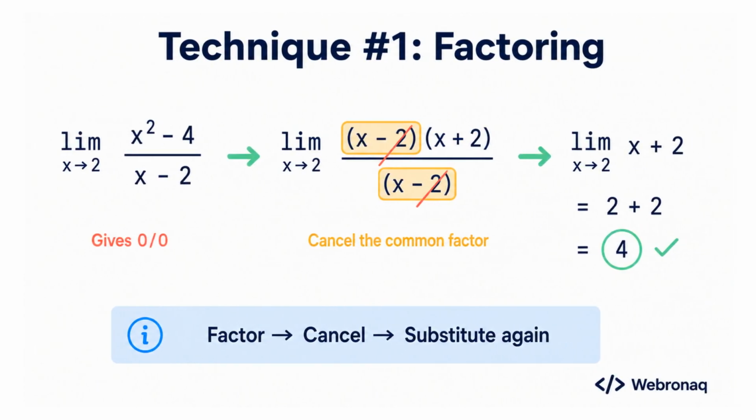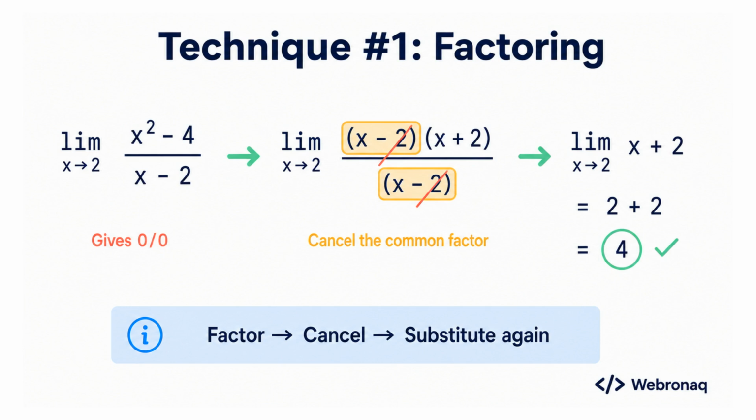Alright, here's our first real technique, factoring. Same problem as before. The limit of x squared minus 4 divided by x minus 2 as x approaches 2. Substitution gave us 0 over 0, so we need to rewrite this expression. Look at the top, x squared minus 4. That's a difference of 2 squares, which factors into x minus 2 times x plus 2. Now look what we have. There's an x minus 2 on top and an x minus 2 on the bottom. They cancel. And that's the whole trick.